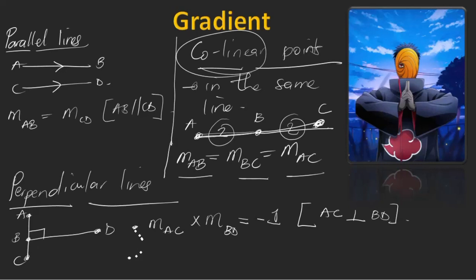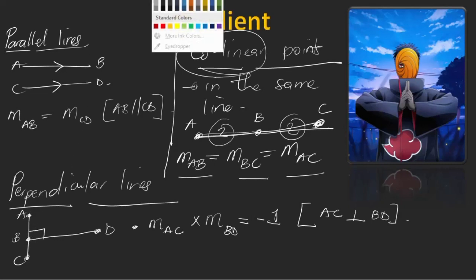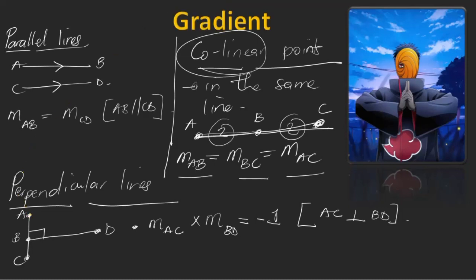We are saying here AC is perpendicular to BD. Therefore, if I take the gradient of this line, let's highlight that a bit, if I take the gradient of this line here, and I multiply it with the gradient of this line, the product of that must give me -1 at all times. You see those concepts? So that's what it is. Those are all the concepts of gradients for analytical geometry that you need to know for this grade.